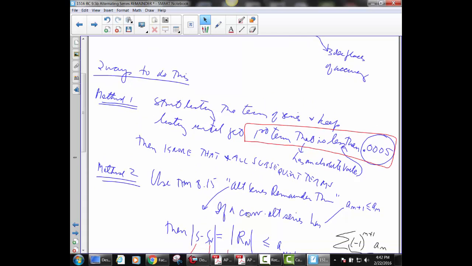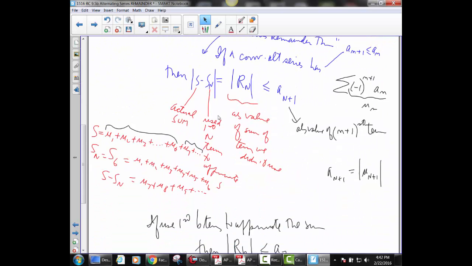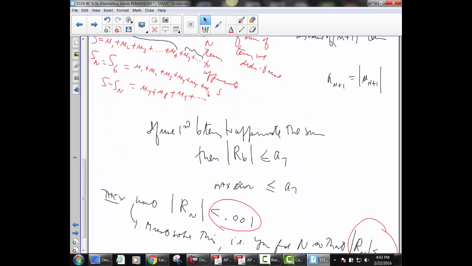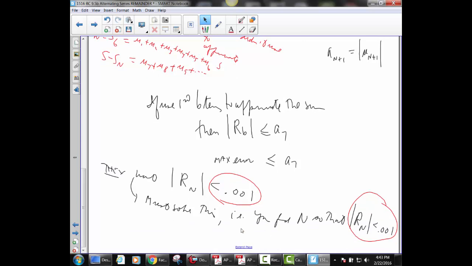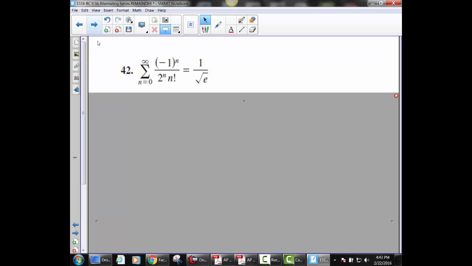Now, the other way of doing this is if you look at this formula, absolute value of the actual sum of all the terms minus the sum of the first n terms is equal to the absolute value of the sum of the terms we didn't use, right? Okay, so if we use the first 6 terms to approximate the sum, then the absolute value of R6 is less than or equal to A7, which means the maximum error is less than or equal to A7. So they want this error to be less than 0.001. You have to solve this. You'd have to find n so that Rn is less than 0.001.